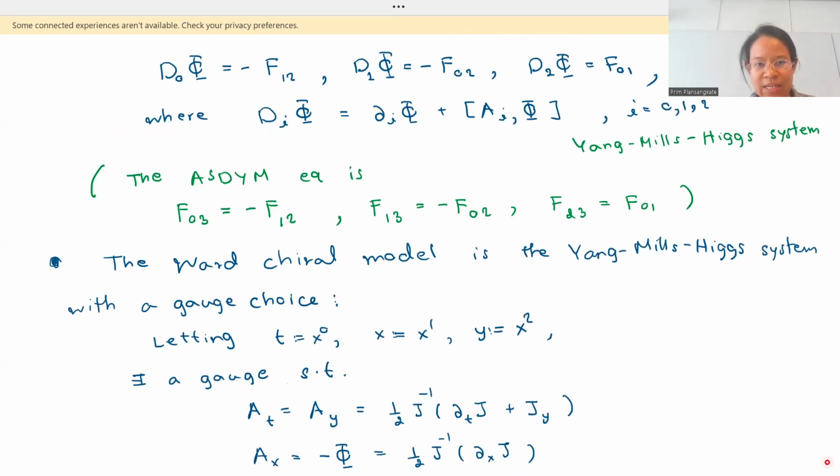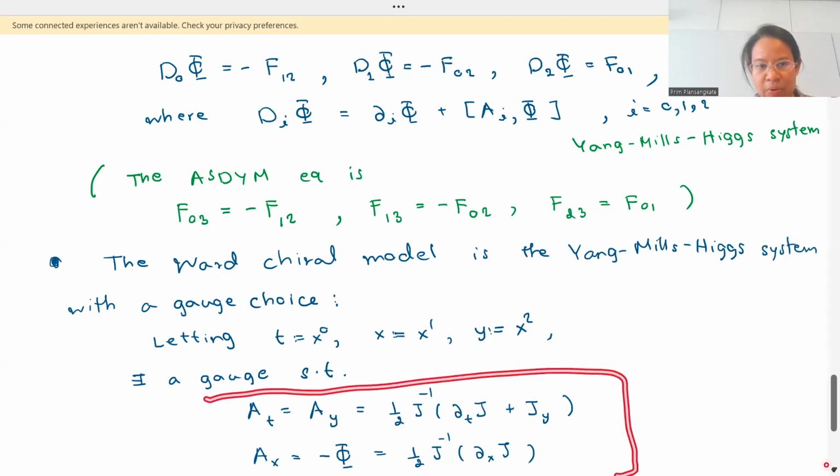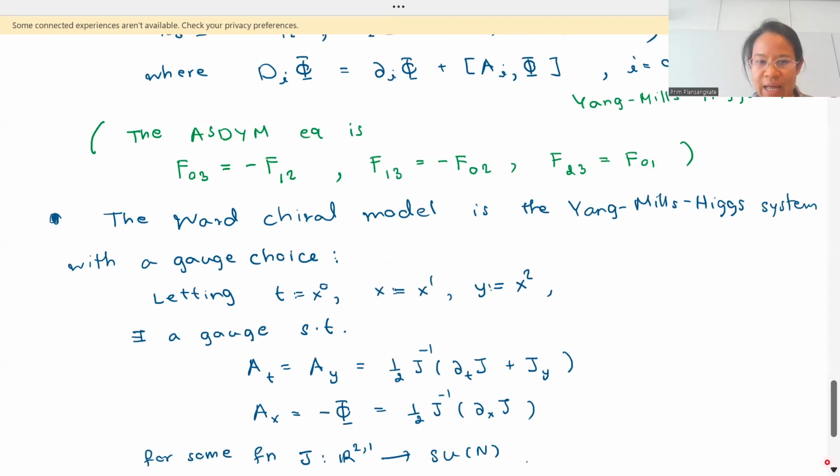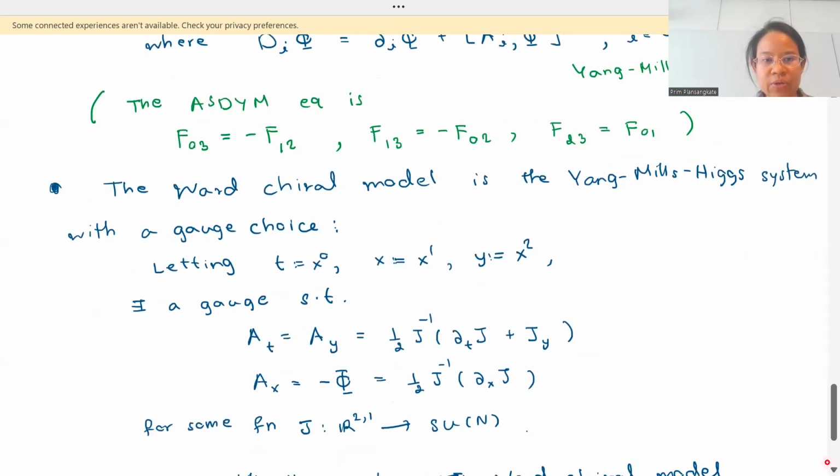Suppose now I call x0 as t, and then x1 and x2 as x and y. And then I claim that there exists a gauge such that this A_t, which is A0, above here, and the components of the connection 1-form are like this. Let me say it again. So there is a gauge such that there exists a matrix-valued function J that you can write the components into this form.